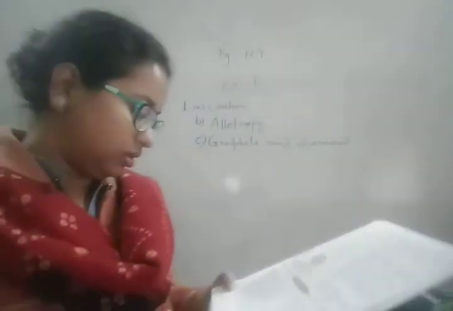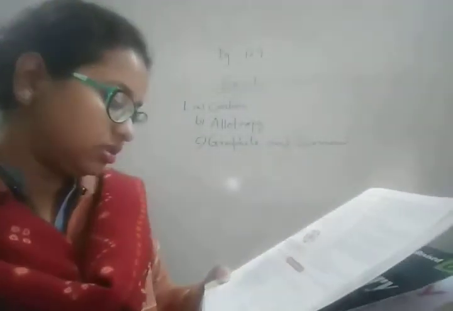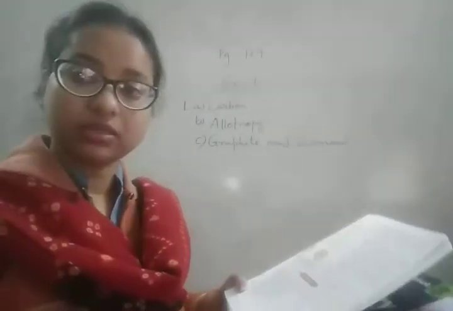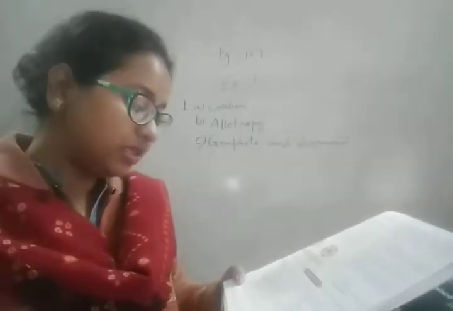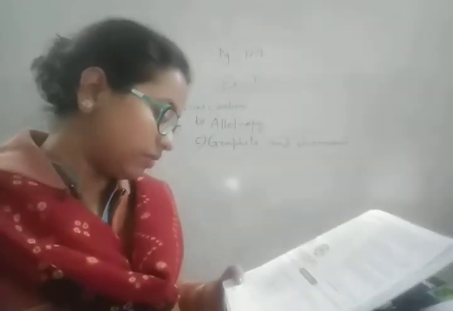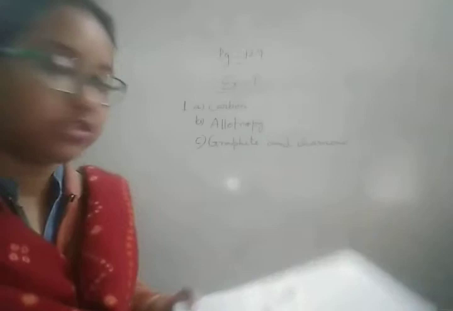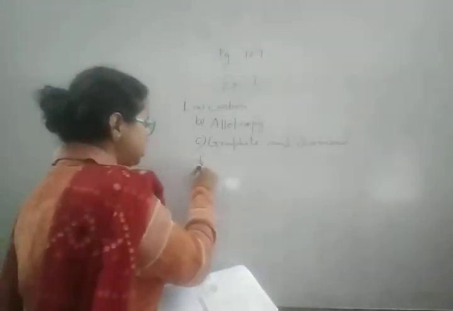Next, number D, dash is the hardest substance that occurs naturally. This already you have done. Diamond is the hardest substance that occurs naturally. So number D, this will be diamond.